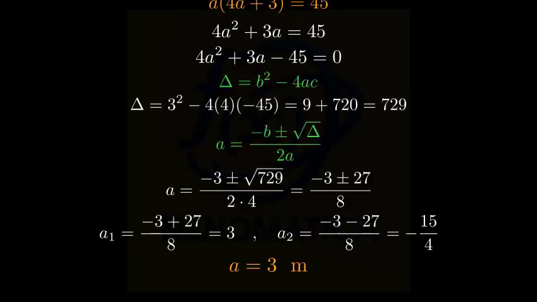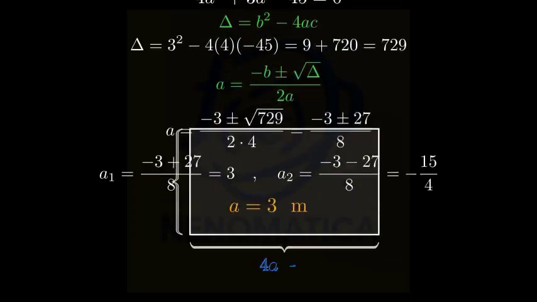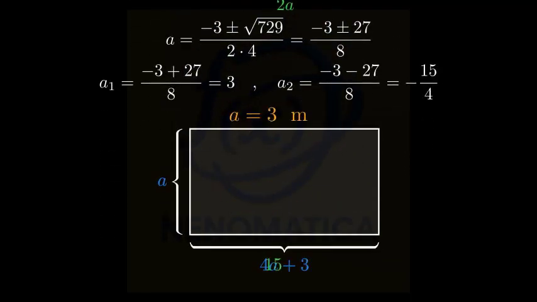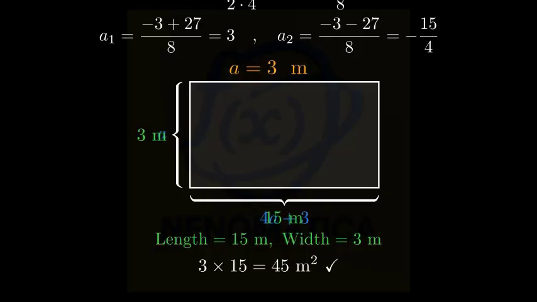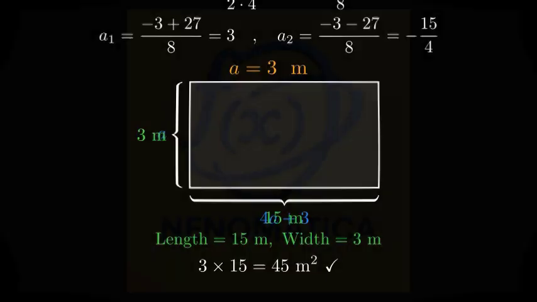We keep the positive root equals 3. Now compute the length using 4a plus 3. That is 4 times 3 plus 3, which equals 15 meters. Quick check. Width times length is 3 times 15, which equals 45 square meters.